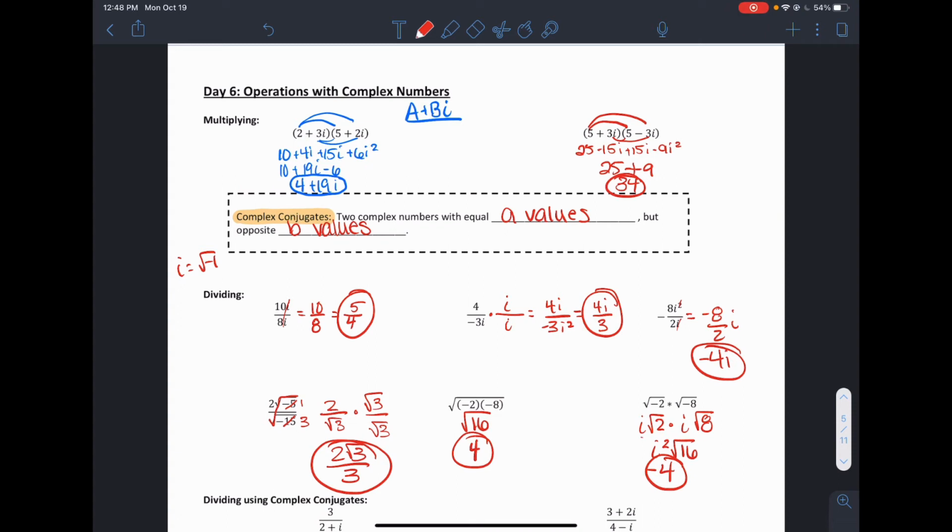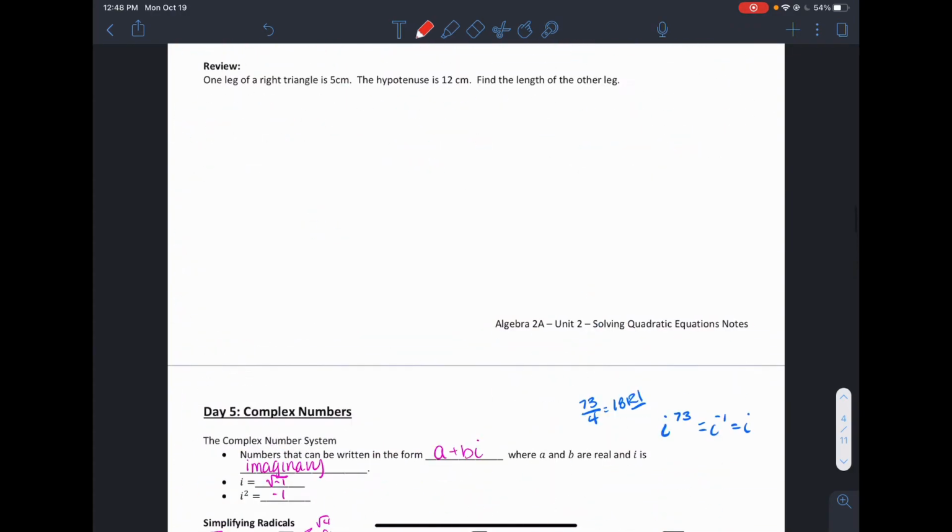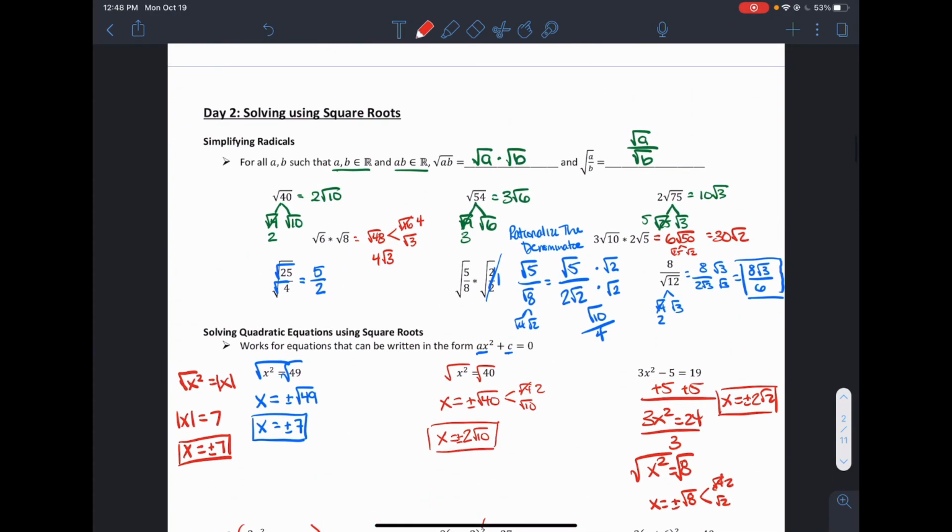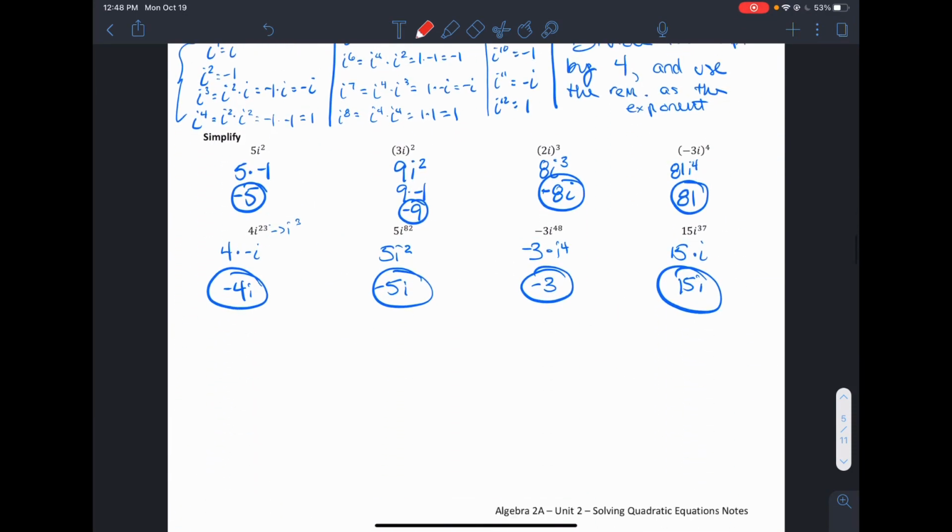Now, the reason why we get two different answers here and we can't just combine them from the first step is that you'll remember that earlier in this unit, we talked about how for all a and b such that a and b are elements of the real numbers, ab is a real number. These rules worked for real numbers, and we're not dealing necessarily with real numbers anymore.